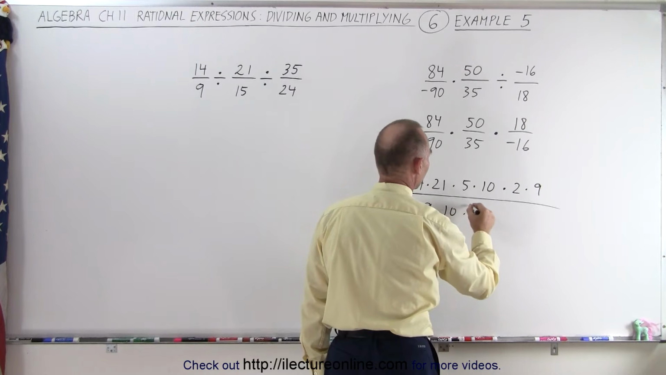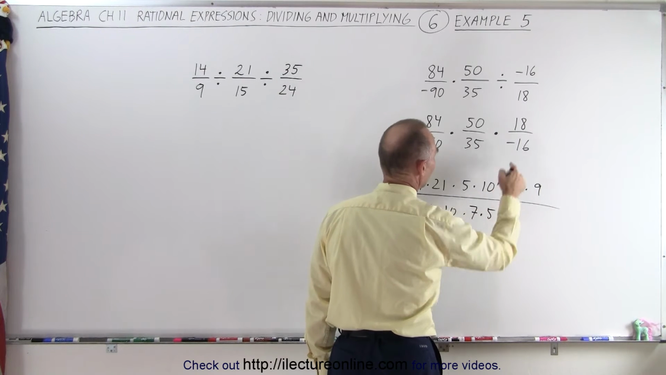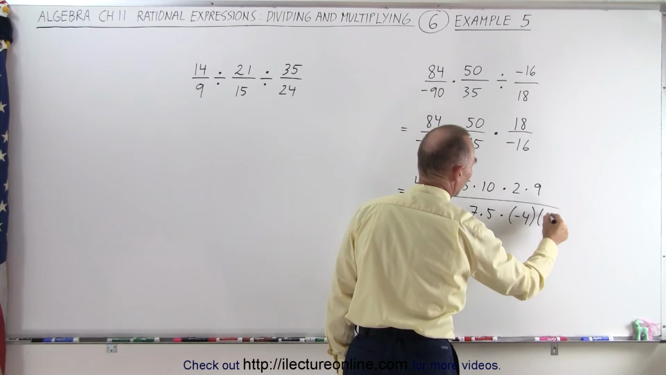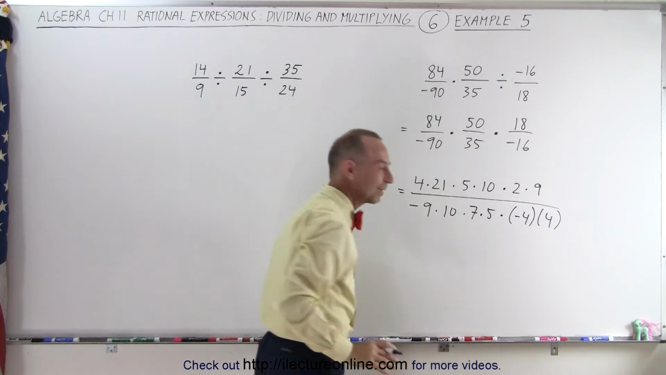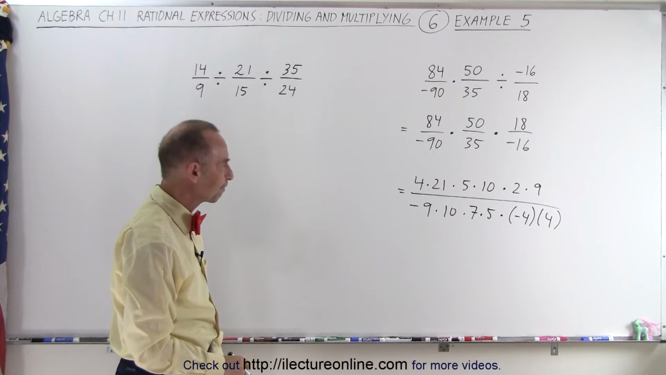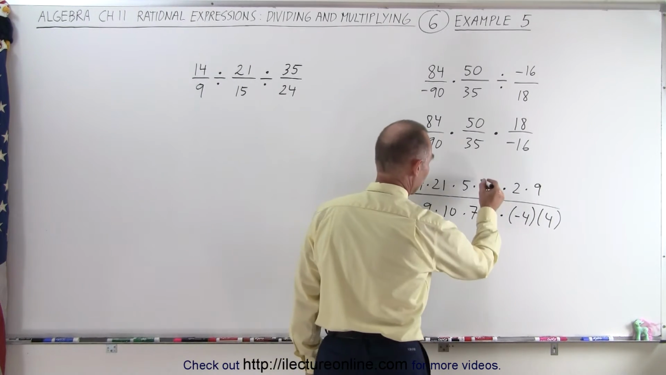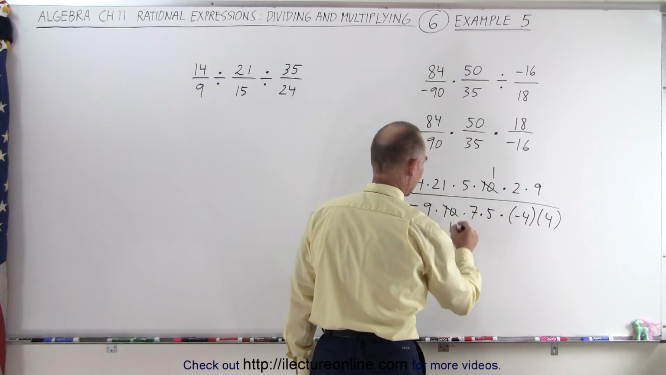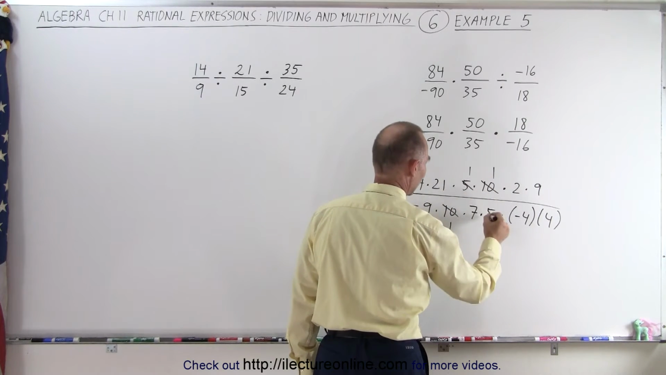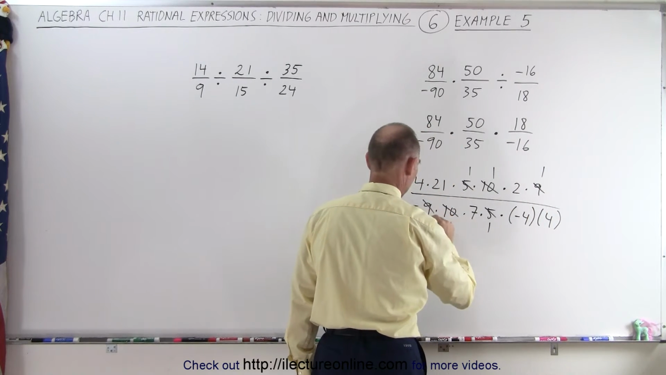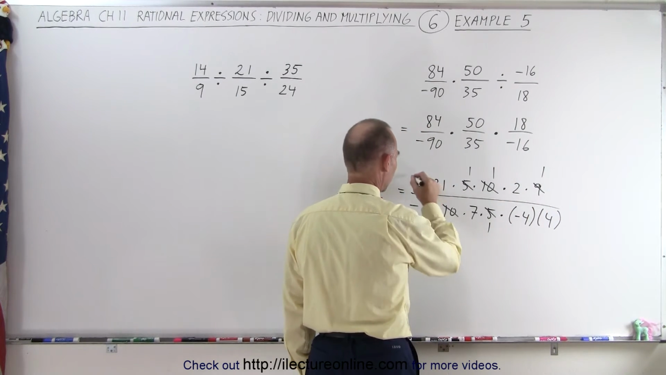This can be written as 7 times 5. And that can be written as times a negative 4 times 4. We'll put parentheses around it so it's easier to work with the negative sign. Okay, now we can have some fun and simplify as much as we can. The 10 and the 10 simplify. 5 and 5, that simplifies. A 9 and a 9, that simplifies. Let's see, a 4 and a 4.